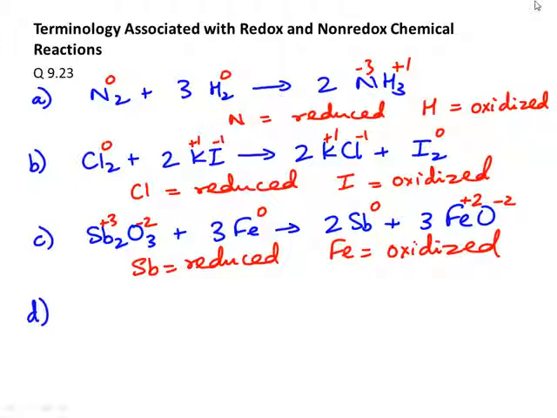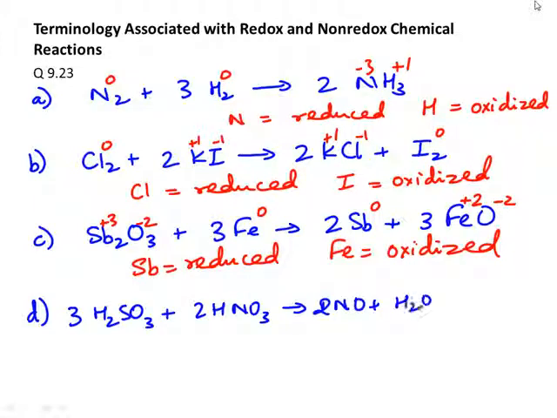Last one: 3 sulfurous acid plus 2 nitric acid makes 2NO plus H2O plus 3 sulfuric acid.